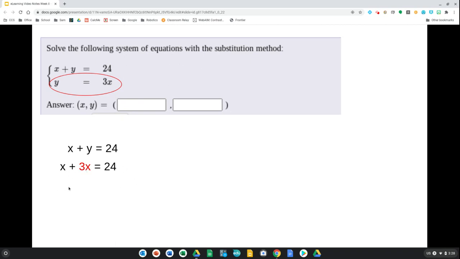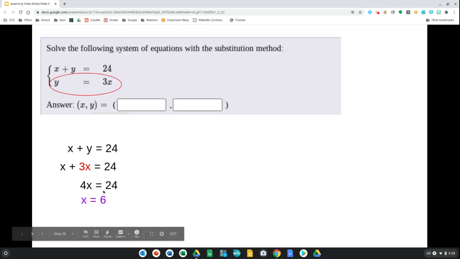This is an equation that we can solve. So go ahead and solve this equation. What do you get for x? Well, you should have added x plus 3x and gotten 4x, divided both sides by 4, and you get x equals 6. Now remember, that's only part of our answer.